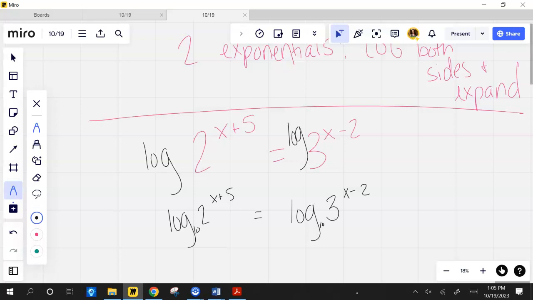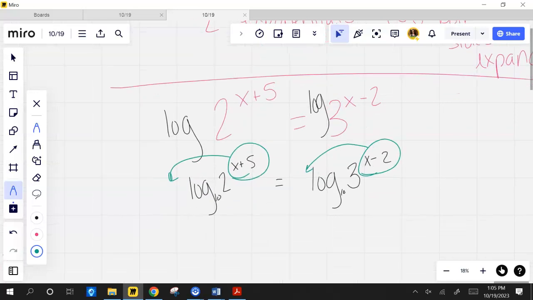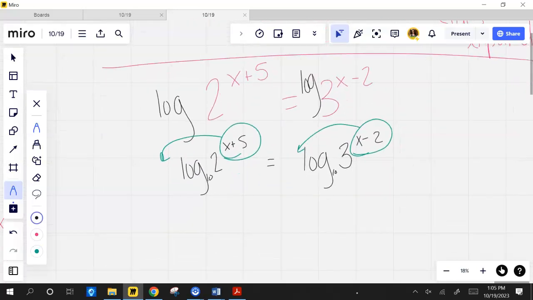And I'm going to expand it. And by expand it, what I mean is I'm going to take these and put them in the front. Okay? So I've got x plus 5 times log of 2 equals x minus 2 times the log of 3. Is this something I could solve now? Yes, it's going to take me a little bit of manipulation, but sure, I could do it, right?